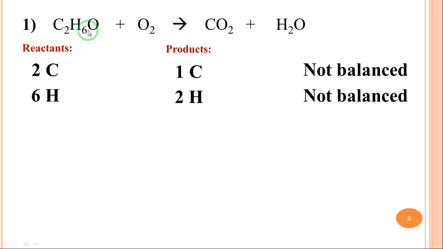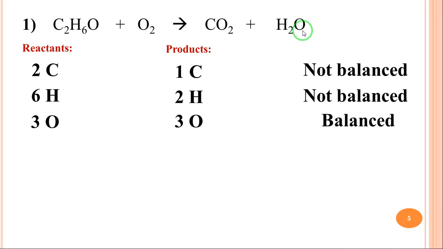Now we have oxygen here. We have only 1 oxygen coming from C2H6O, and we have the O2 oxygen gas, so we have 1 plus 2. So we can say we have 3 oxygen atoms in the reactant side. Now for the product side we also have 3 oxygen atoms here, 2 plus 1. So we can say that they are balanced.